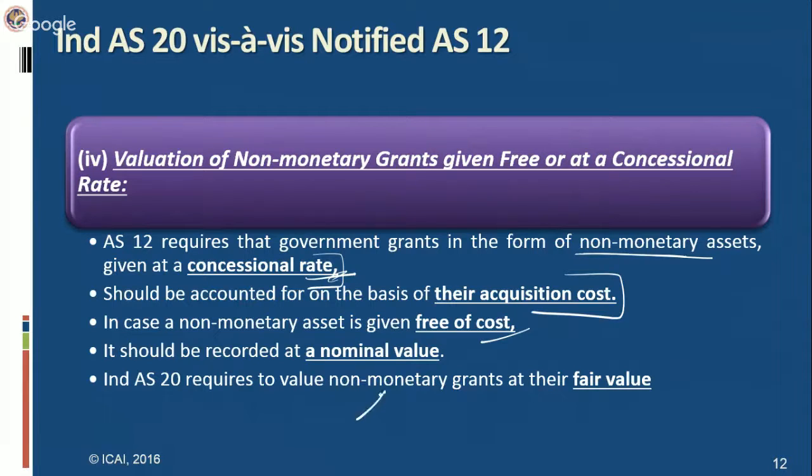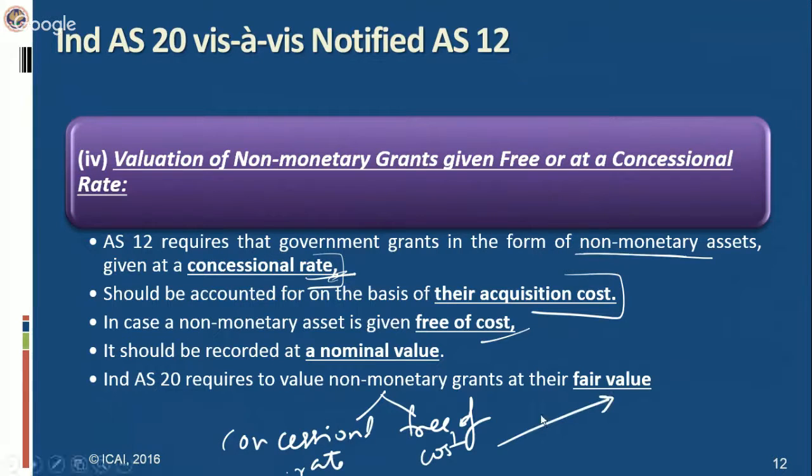So non-monetary grants, whether received at a concessional rate or free of cost, are to be recognized at fair value, irrespective of whether they are received at concessional rate or free of cost. As per Ind AS 20, they have to be recognized at fair value.